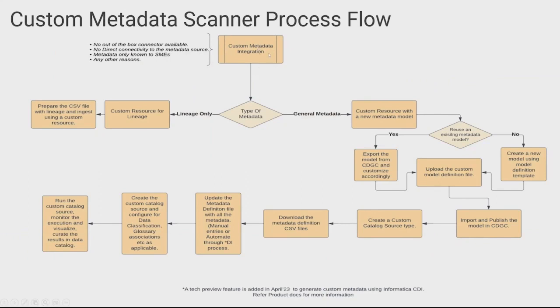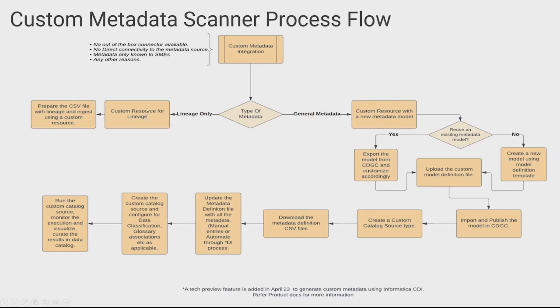With custom metadata integration, the first thing to understand is the type of metadata. Quite often we see that it's only the lineage, maybe how the data flows, that you need to document, and as you can see, it's much simpler. If you only want to scan the lineage into Informatica's data catalog, which means you already have source and target systems ingested in the catalog, then you would go with a custom resource for lineage, which means you do not have to create any metadata model in this case.